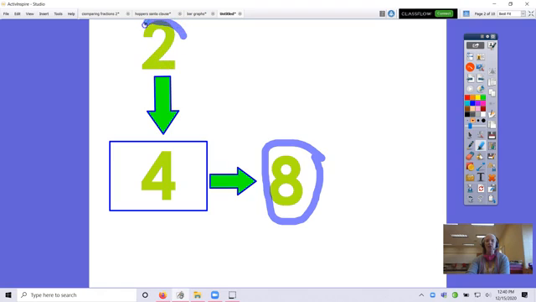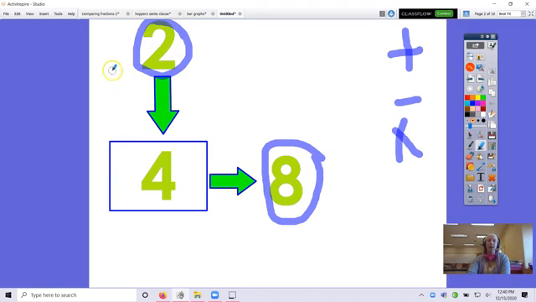Okay, my final answer is 8. I started with 2 and I did something with that 4. Did I add it? Did I subtract it? Or did I multiply it? I know that 4 plus 2 is 6. I know I cannot do 2 minus 4 because I cannot subtract when my first number is a small number. I wonder if I multiplied. 2, 4, 6, 8. I did multiply.